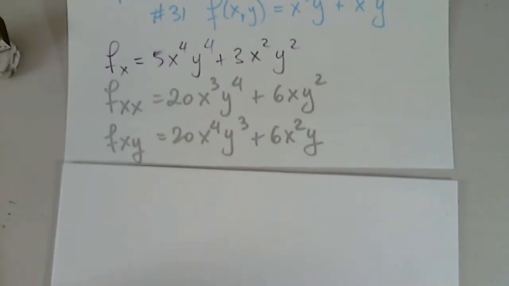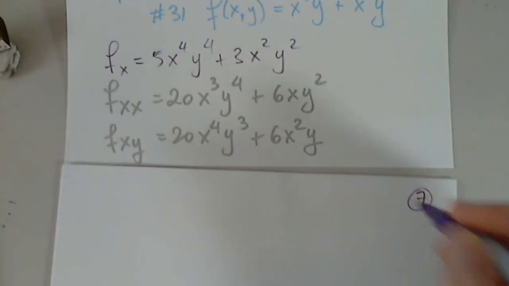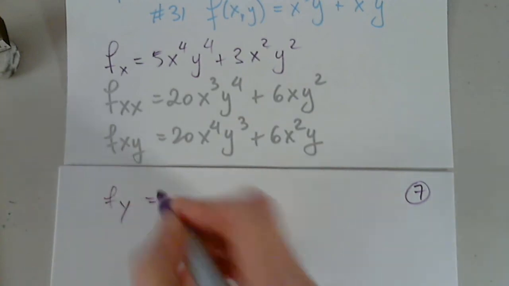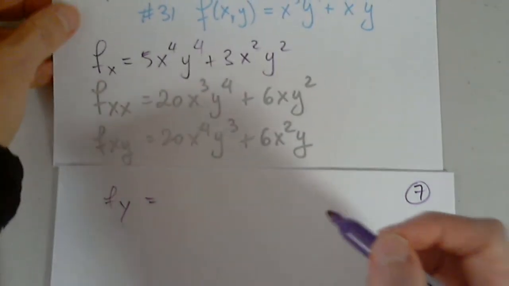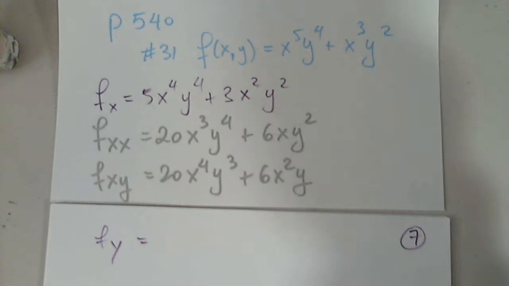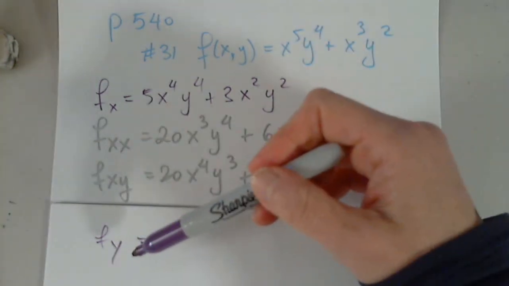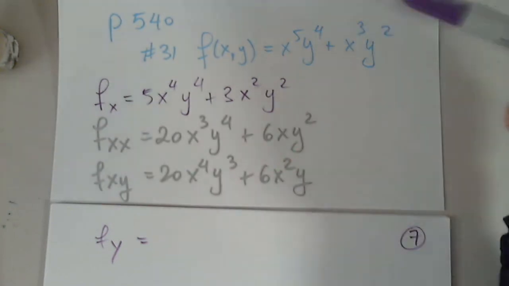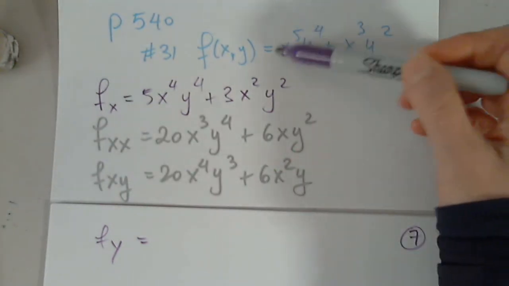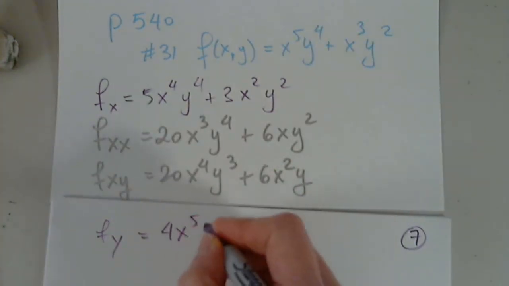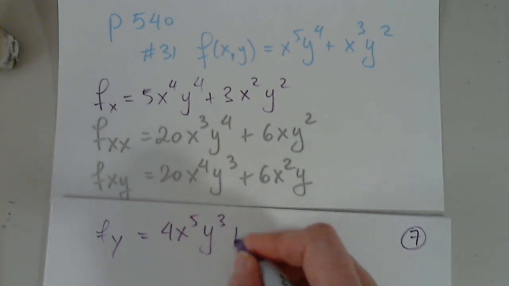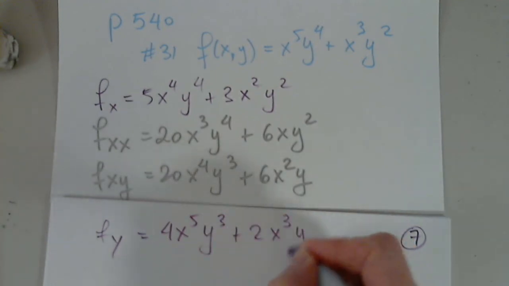Okay. Now we want to find fy. So go back to the original function where I keep x fixed. I'm differentiating with respect to y. So then 4 x to the fifth, y to the third, plus 2 x to the third, y.